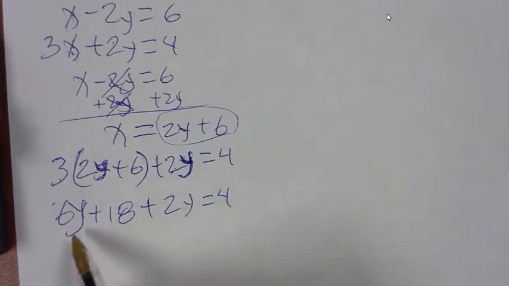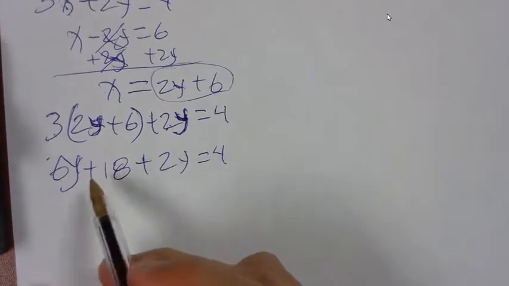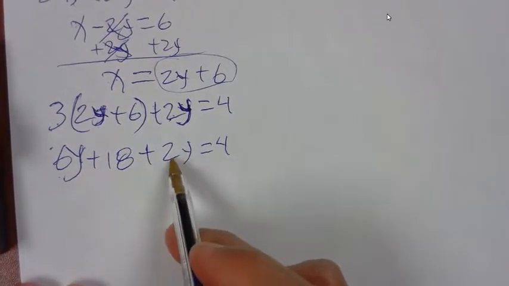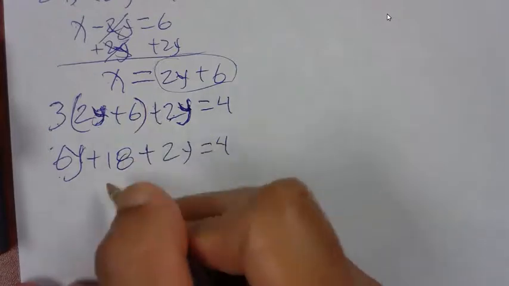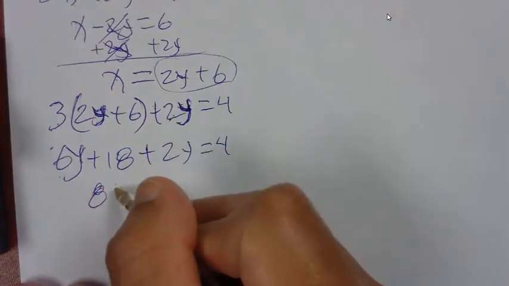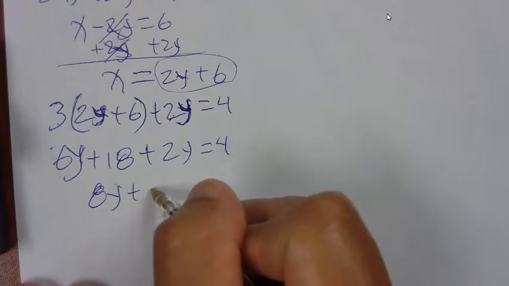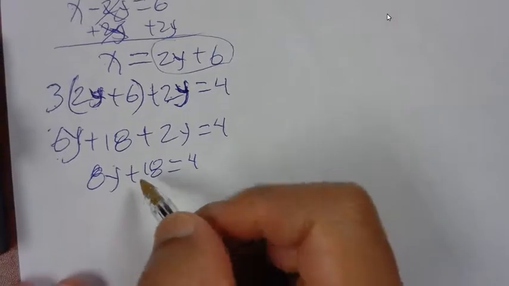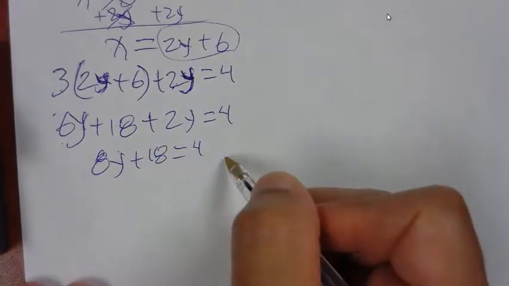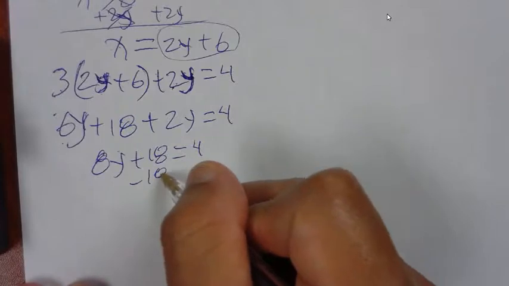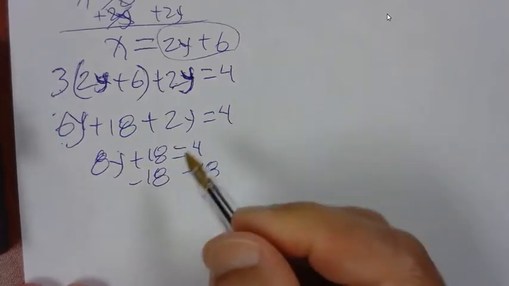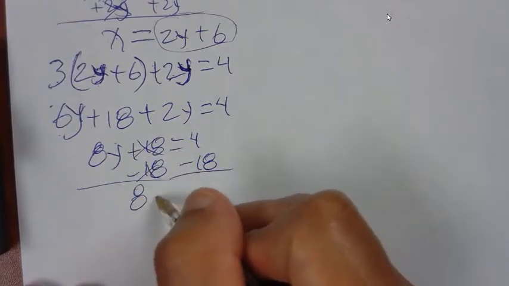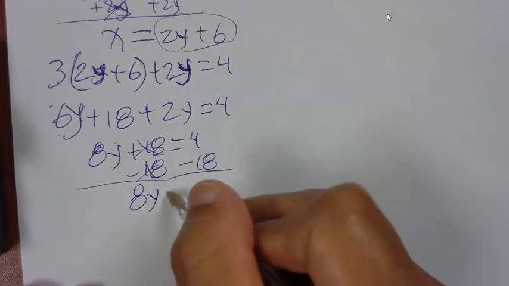Now I'm here. Now I can see that I can combine like terms. See this y? I have 6y here, 6y is here, 6 and 2 here. Add them up. I get 8y, and then just rewrite the 18 there equals 4. 18 needs to be moved to the other side by using the addition principle. That's what I do. Add them up. This cancels.